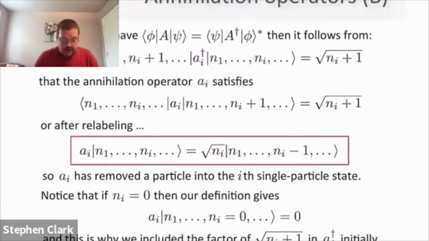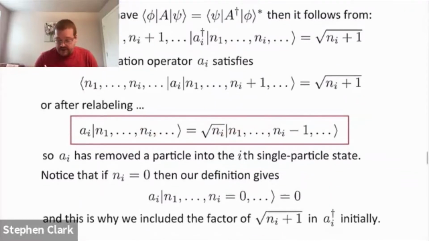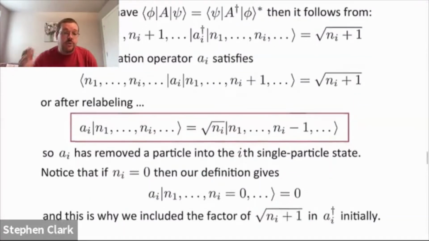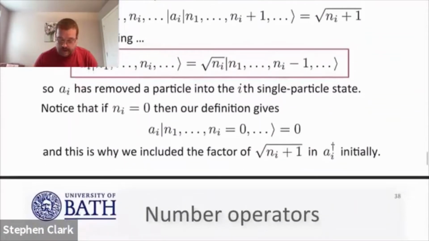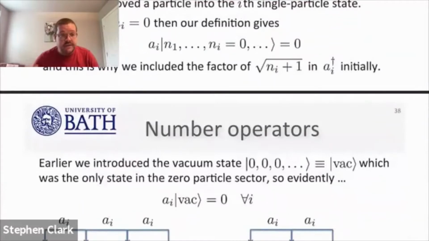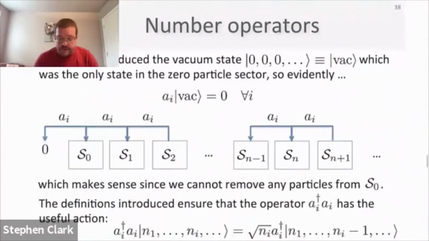And likewise, you see that if there was no particle in that state to begin with, if n_i is 0, then this kills this side of the equation. So you can't take a particle out if you didn't have one in there to begin with. And that's ultimately why we stuck an n plus 1 originally in the a dagger, in order to reproduce the fact that annihilation operators kill the vacuum, or they kill the empty state for that particular mode.